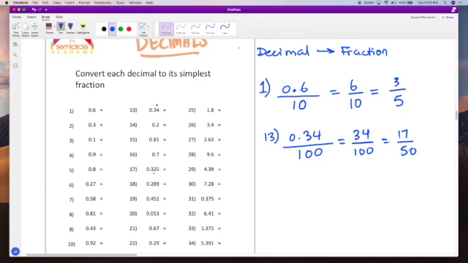Let me just do this one here, number 17. 0.325. So 0.325, you draw your vinculum, you have the 1 where the point is, and we have 3 decimal spaces, so we put 3 zeros. This is 325 over 1,000, which works out to be 13 over 40.